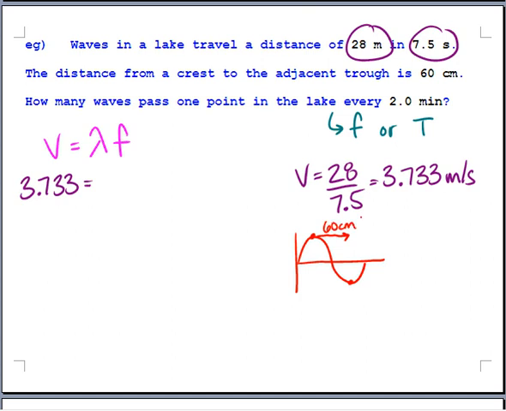But we have to think, is that a full wavelength? The answer is no. A full wavelength is a full crest and a full trough. You'd actually have to go to there. So you'd have to tack on another 60 centimeters, which would give you a wavelength of 120 centimeters. And then we don't like centimeters, right? We like meters. So we're going to plug that in as 1.2 meters. And that's going to let us solve for frequency.